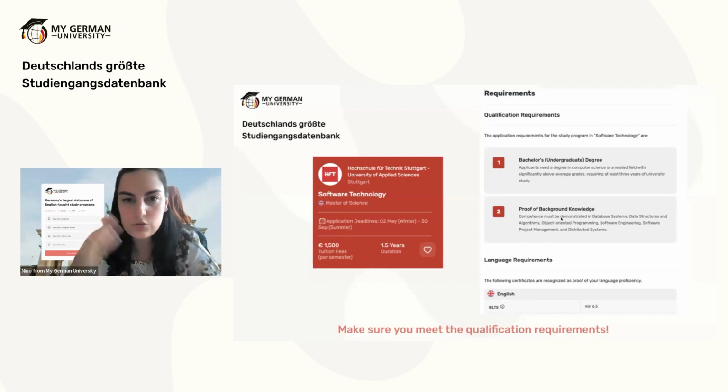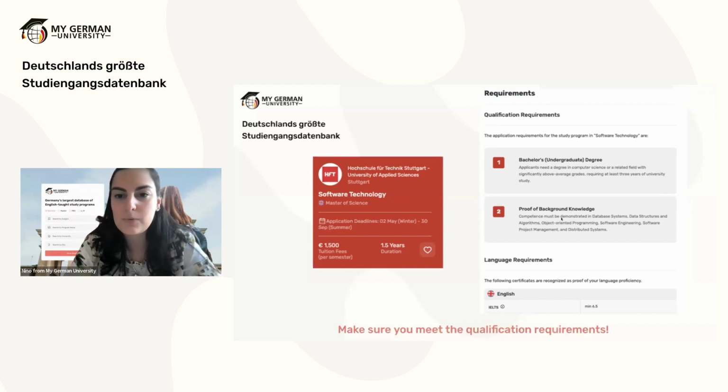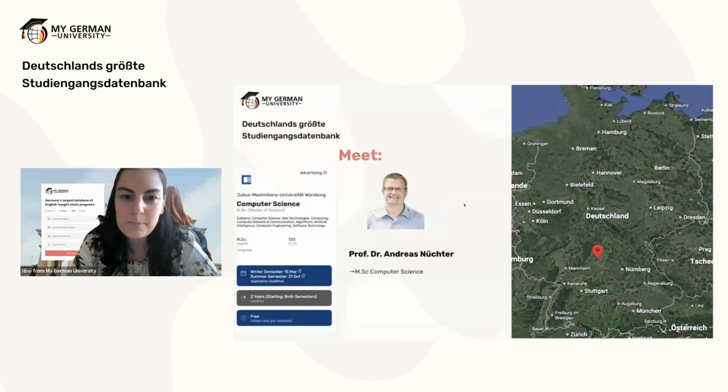And then, of course, you need to have a look and send all the requested documents to the study program. And don't forget to double check your GPA, which of course will be required in German GPA. So if you don't know how to convert, I can also put the links in the chat.